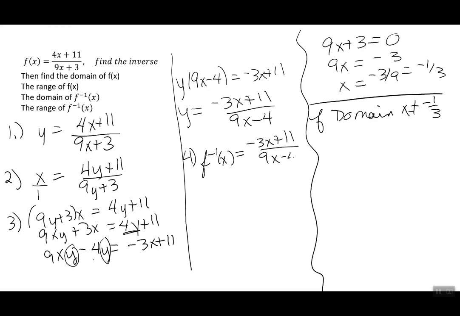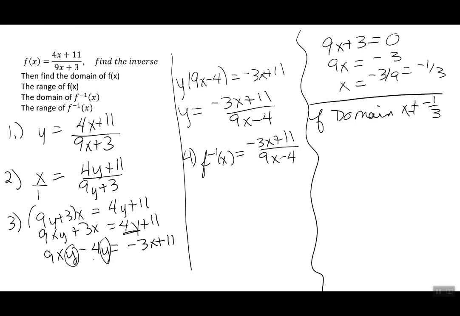So that's the big important step: if the function starts with two x's, it's going to have two y's when I switch them. You're going to have to solve for y, which means you will have to factor it out at some point. Only factor the y. If they had something else in common, don't take it out. Only take out the y.